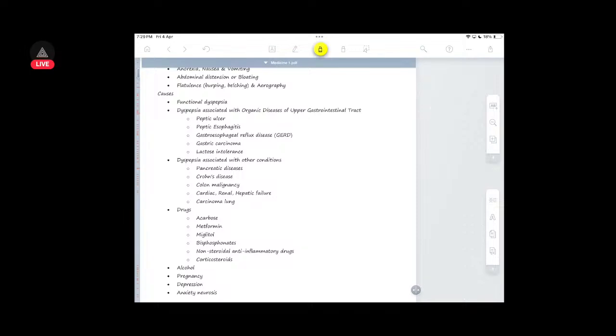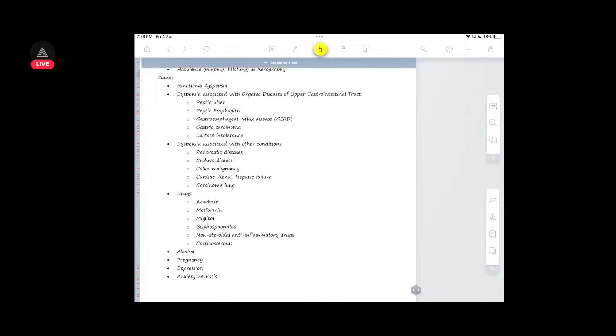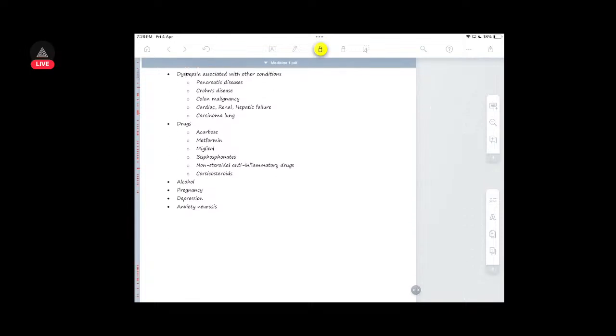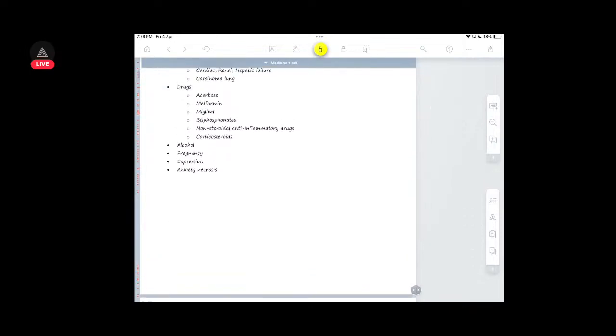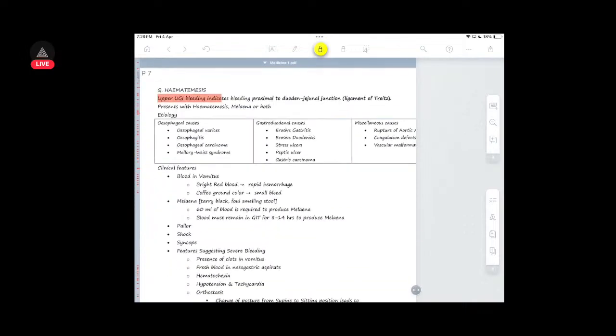Associated with organic lesions of the upper gastrointestinal tract, you have peptic ulcer, peptic esophagitis, gastroesophageal reflux disease, gastric carcinoma, lactose intolerance. All stomach problems will lead to dyspepsia. Again, you have anxiety neurosis, which is similar to functional dyspepsia. You have depression, pregnancy, and alcohol.